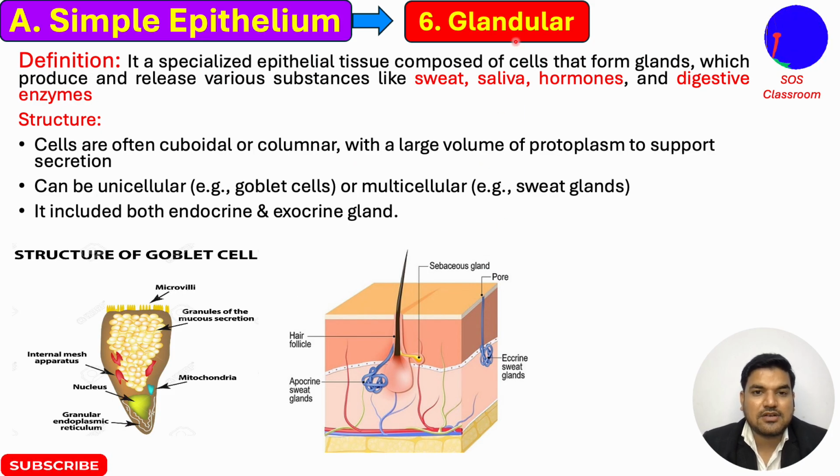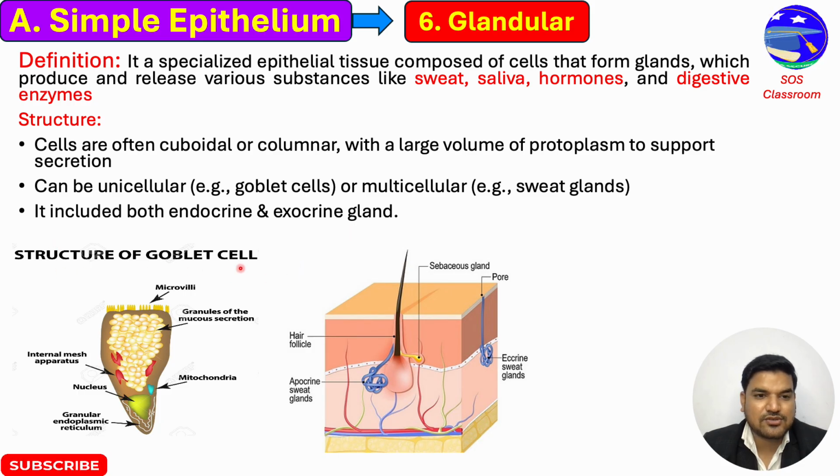And last is the glandular tissue. Glandular tissue means tissue present in the glands, for example, sweat glands, producing saliva, hormones, and digestive enzymes. What are the structures? The cells are often cuboidal or columnar. It means glandular cells are present in a cuboidal or columnar shape with a large volume of protoplasm to support the secretions. Cells can be unicellular, for example, goblet cells, and cells can be multicellular, for example, sweat glands. So it includes both endocrine and exocrine glands.